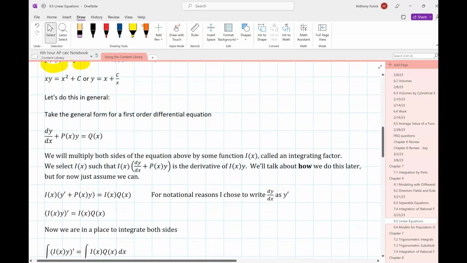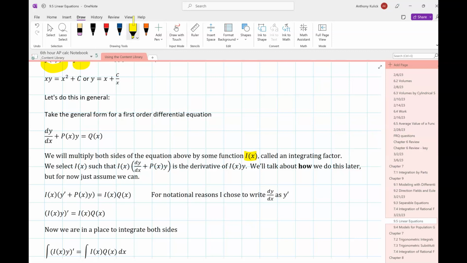So let's look at this generally. I have dy/dx plus p of x times y equals q of x. That's my general linear form. What we're going to do is multiply both sides of the equation by some function I of x. We call that function the integrating factor. So that has a name.